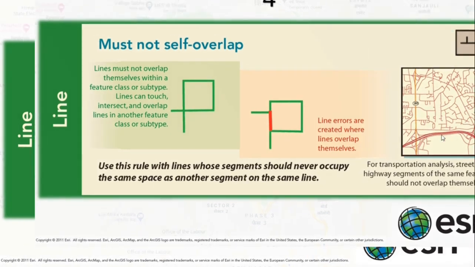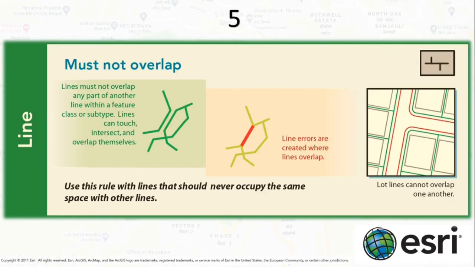Next is must not overlap. This requires that lines not overlap with lines in the same feature class or subtype. This rule is used where line segments should not be duplicated. For example, in a stream feature class, lines can cross or intersect but cannot share segments.